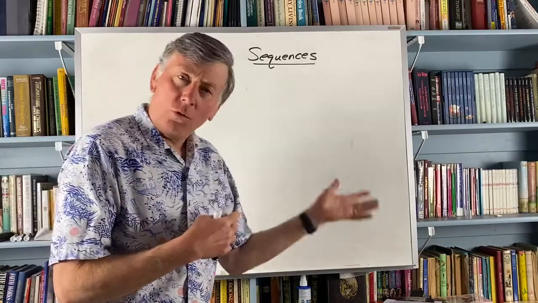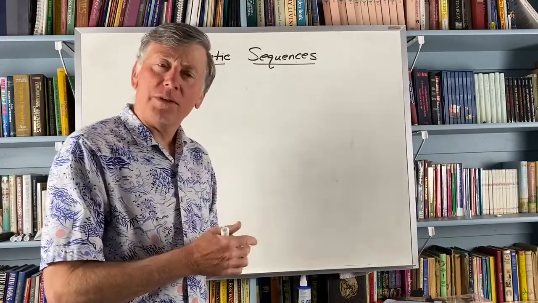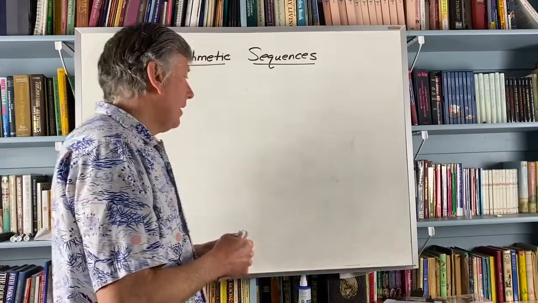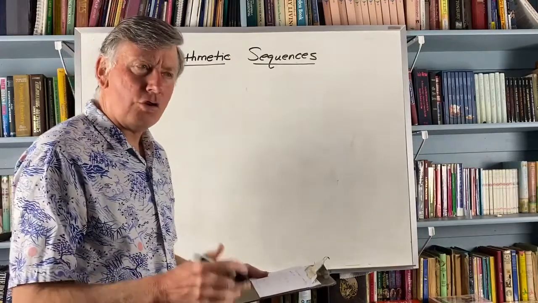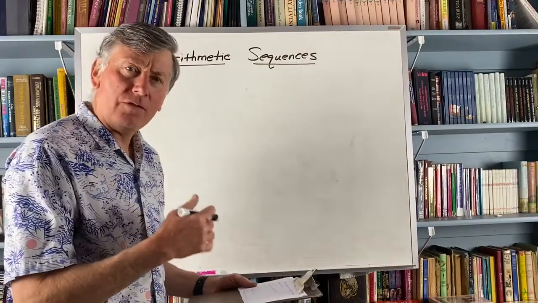We are going in an order. We don't jump out of order. We don't put 7 before 6. And there's a term associated with each one of those numbers.